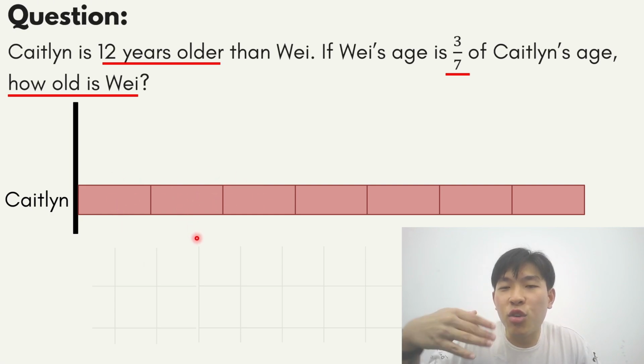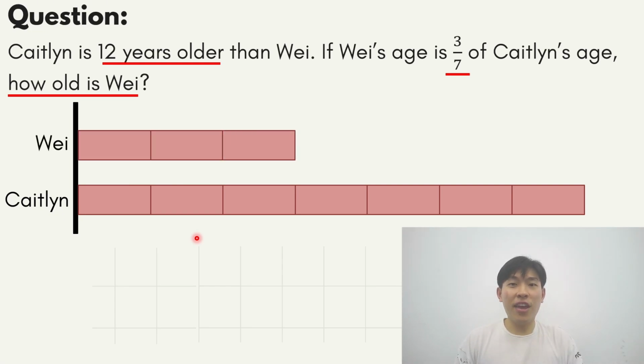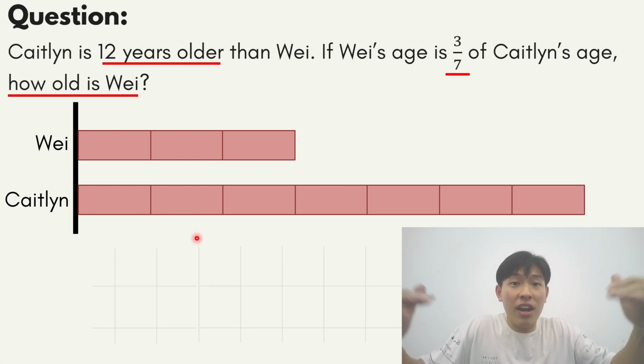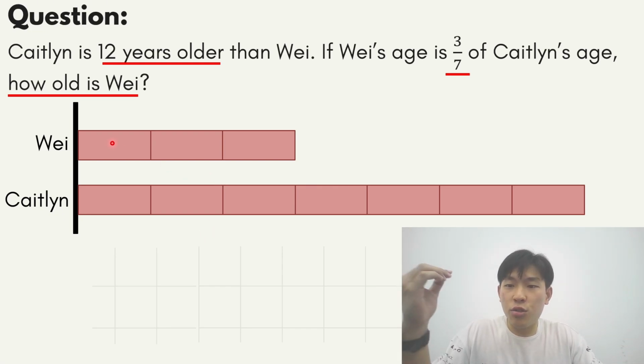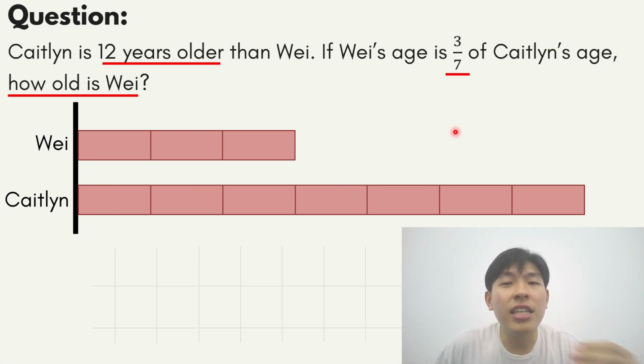Now, to make it easier for us to describe it, instead of shading boxes and showing that this is Wade, we can draw them separately, just like how we draw models. So we draw Wade separately. 1, 2, 3. 3 boxes. Okay? So we can clearly see the relationship of their ages. Wade is 3 units and Kaylin is 7 units. And Wade's age is 3 out of 7 of Kaylin's age. Now, we can clearly see the relationship.